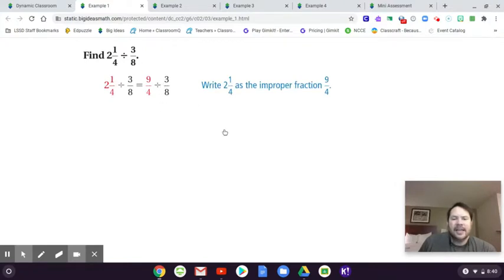All right, now what is our next step? Correct. We find the reciprocal of 3/8 and flip that one over. Keep the 9/4 as 9/4. So it becomes 9/4 times 8/3.